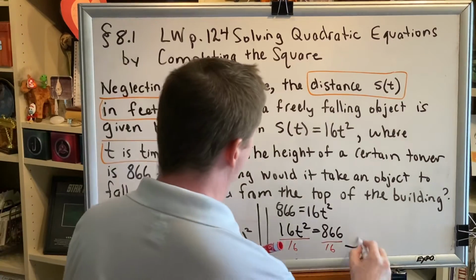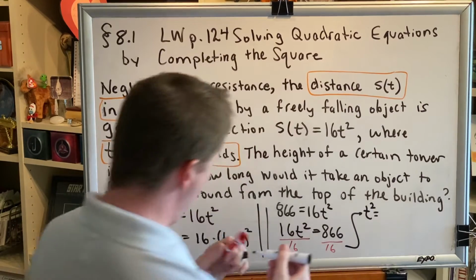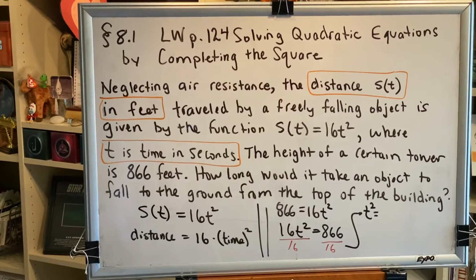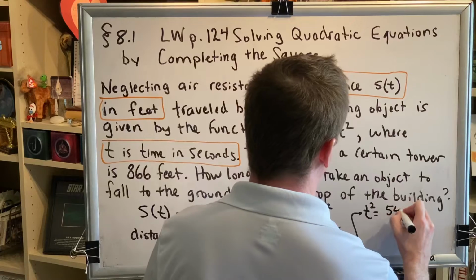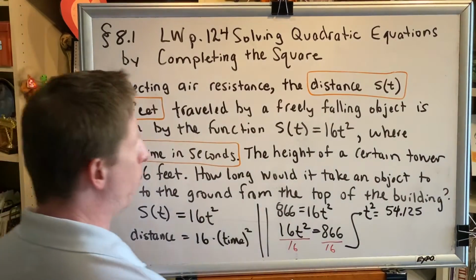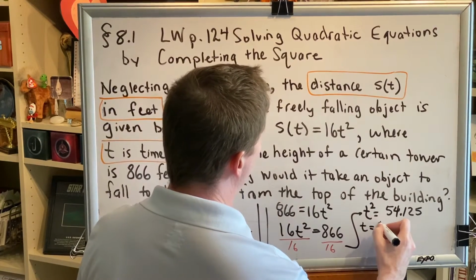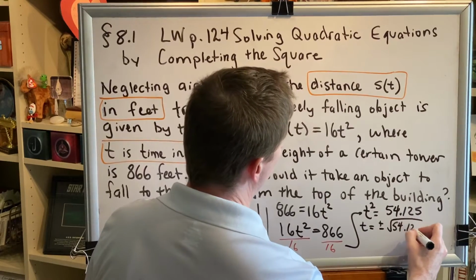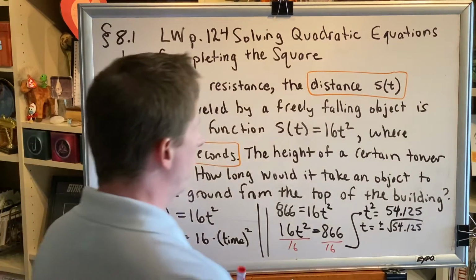So now we're going to have t squared equals 866 divided by 16. 866 divided by 16 is 54.125. All right, now use the square root property. On the left, drop the square in any parentheses. On the right, put plus or minus square root. So we get t equals plus or minus the square root of 54.125.